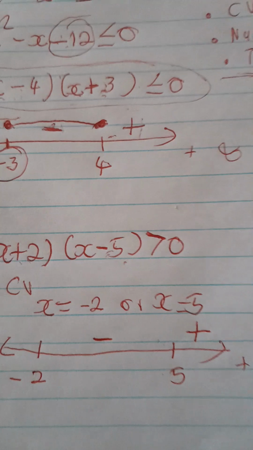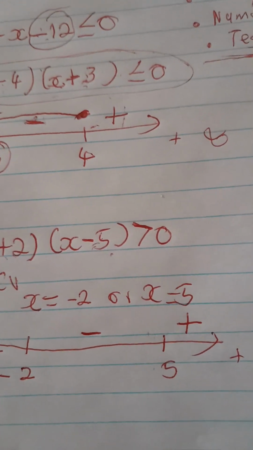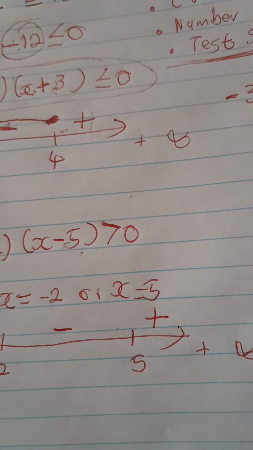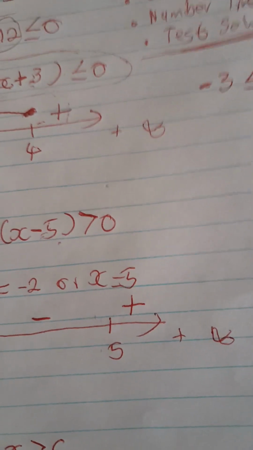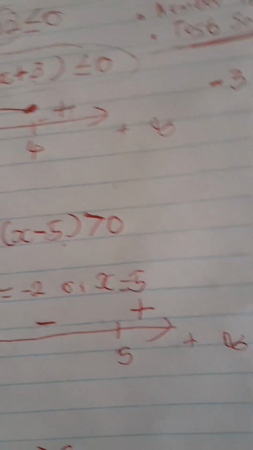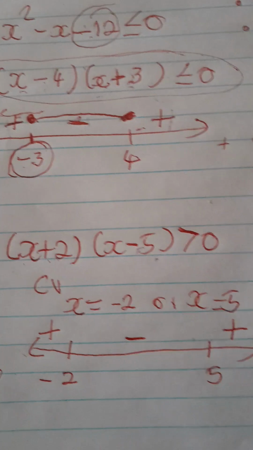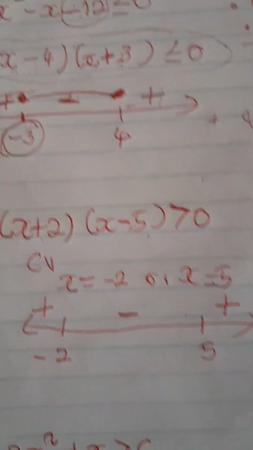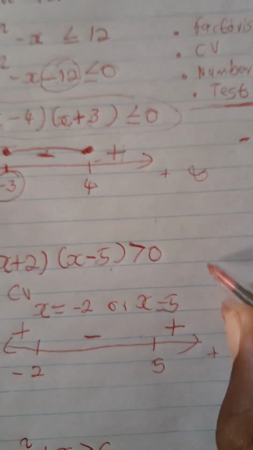So what about this side? So we are going to plug in -3. Let's plug in -3. You can use any value as long as it gives you a correct solution, guys. So it's going to be positive 8. So meaning that this side is a positive region.